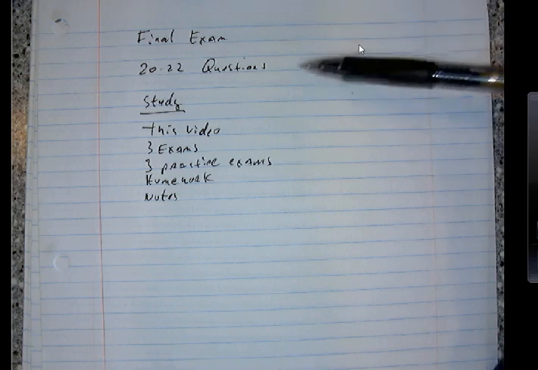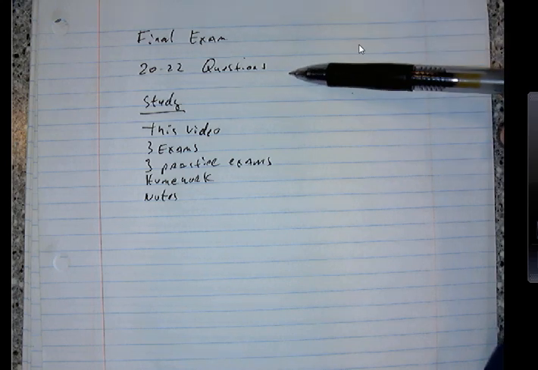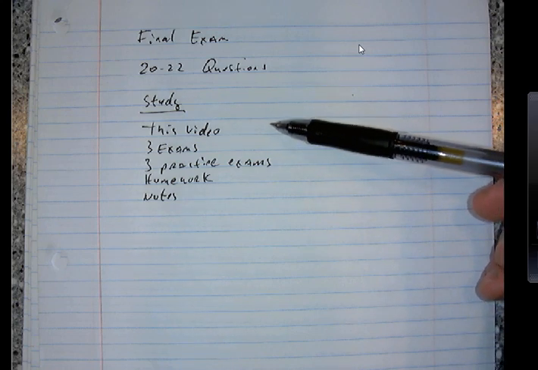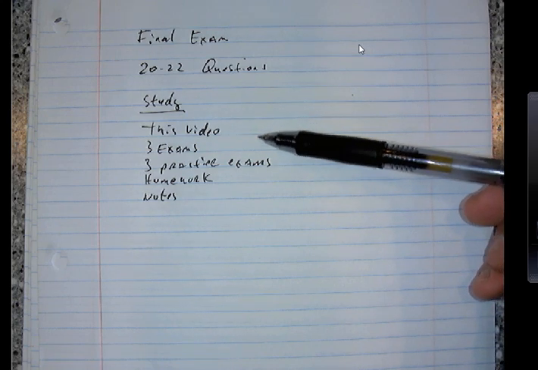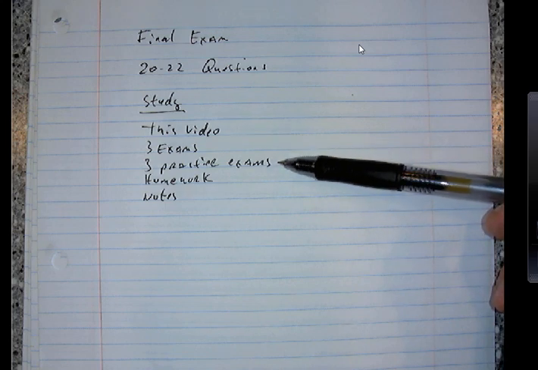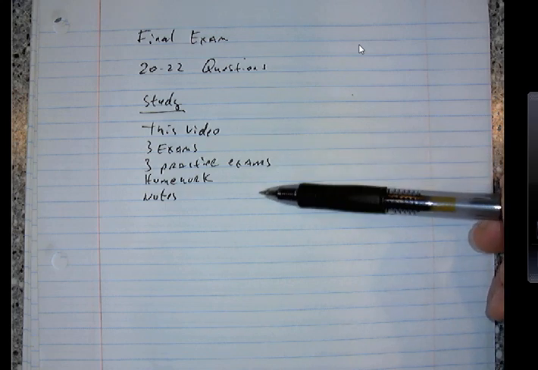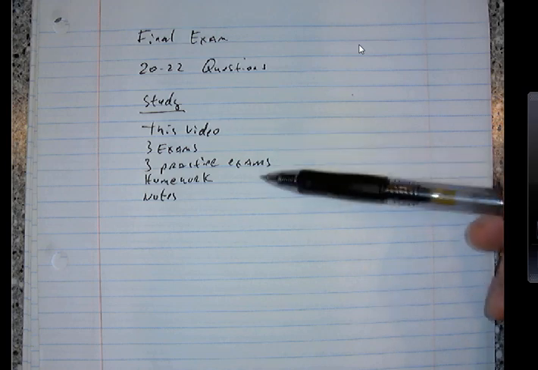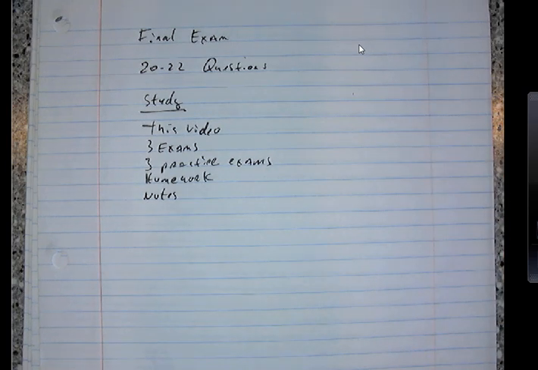So the final exam will be something between 20 and 22 questions. And if I were to study for this, I would definitely watch this video, go back over the 3 exams that we've had, also go over the 3 practice exams, go over the homework, and look back at the notes. Lots of information here, but I think that's the path I would take.